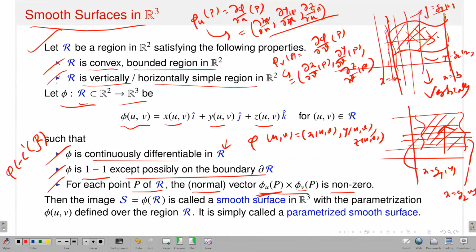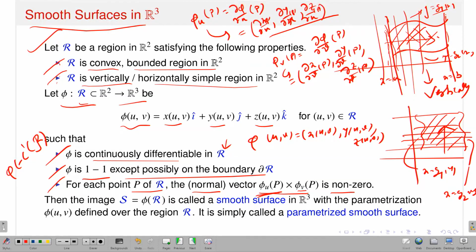So, if I have a nice region R in R2 which is convex, bounded, horizontally simple or vertically simple, and a map phi from my region R to R3 whose components are x, y, z, where x is a function of (u,v), y is a function of (u,v) and z is a function of (u,v), and if it satisfies the following three properties: phi should be C1 of R, continuously differentiable; phi should be injective in the interior of R, I do not care about the boundary; and for each point in my region R, the normal vector phi_u cross phi_v should be non-zero.